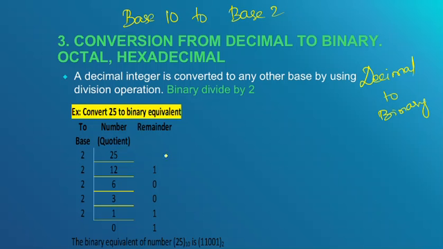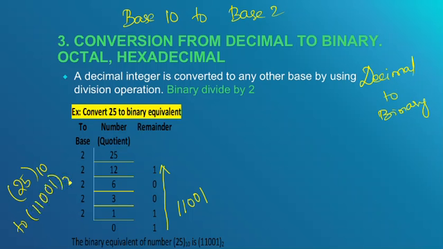The answer is written from the bottom to top. So it is 11001. So 25 to the base of 10 is converted to the binary equivalent 11001 to the base of 2. So that is the answer.